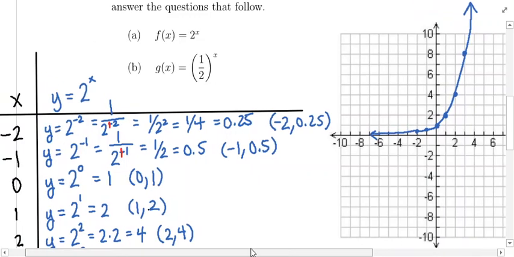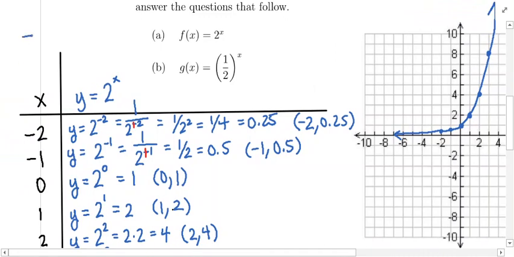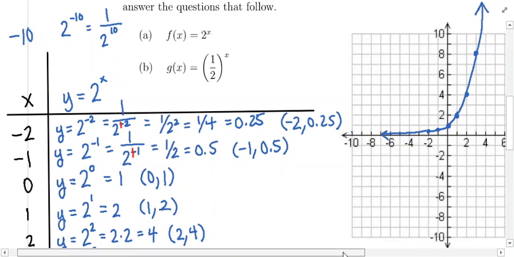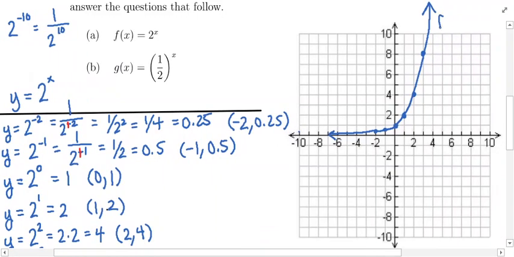So think about it. If you had an x value of negative 10, so if you were way out here, your y value would be 2 to the negative 10, which is 1 over 2 to the 10th power. That would be something positive, but it would be really tiny. It would be a small positive decimal. So you would be just above the x-axis. So this is the graph of f of x is equal to 2 to the x.